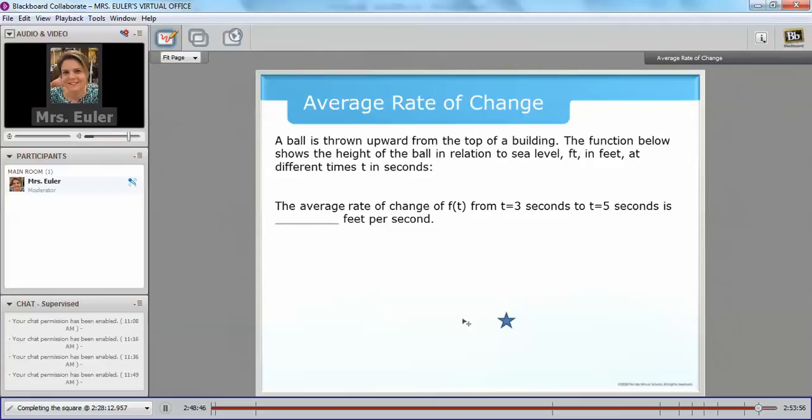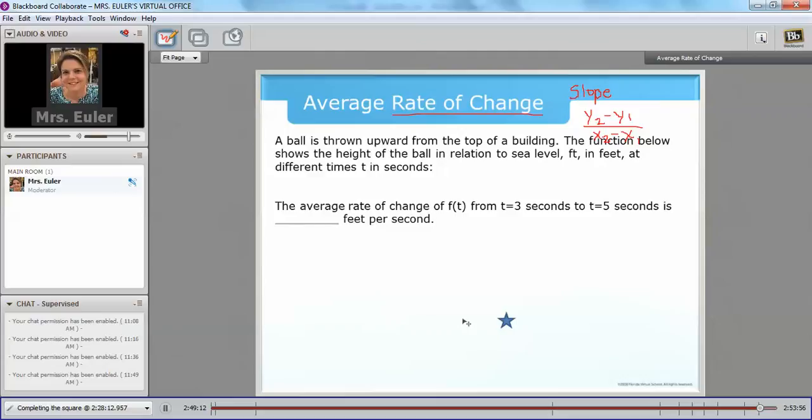All right, and finally, average rate of change. Rate of change is the same idea as slope. So if you think back to what you remember about slope, we have a little formula to find the slope: y2 minus y1 over x2 minus x1. Okay, now here's the distinction though.